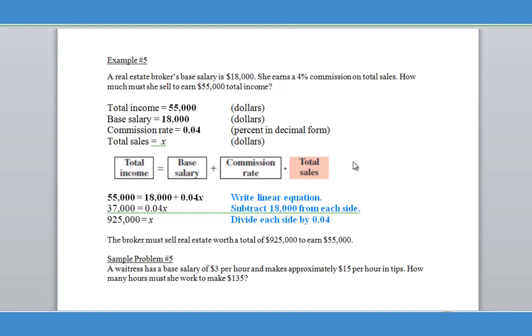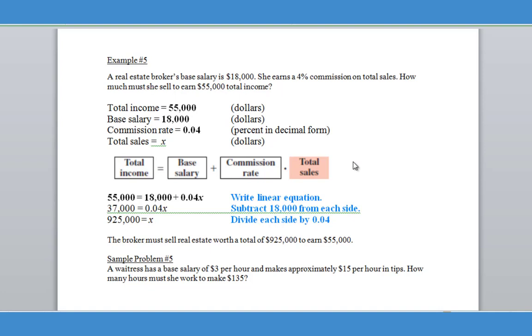For example number 5, we're going to be dealing with a word problem, or what we sometimes call an application problem, where we're going to apply our knowledge of solving equations, in this case, to a real-world example. So let's take a look at example number 5, and we'll walk you through how to work these things. It says a real estate broker's base salary is $18,000 a year.